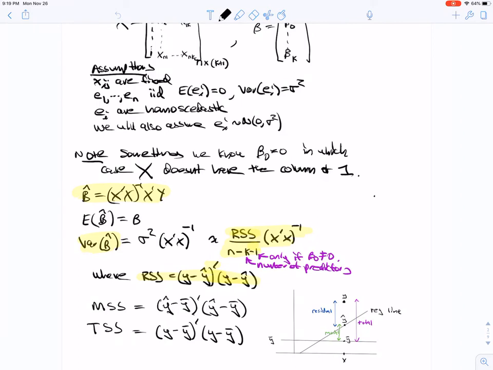So beta hat, as we know, is (X transpose X) inverse X transpose y. Beta hat is an unbiased estimator of our beta vector, and the variance of beta hat is a matrix. Sigma squared, however, is not known, so we can approximate that by the residual sum of squares over n minus k minus 1. In the case where beta 0 is 0, it's actually n minus k.